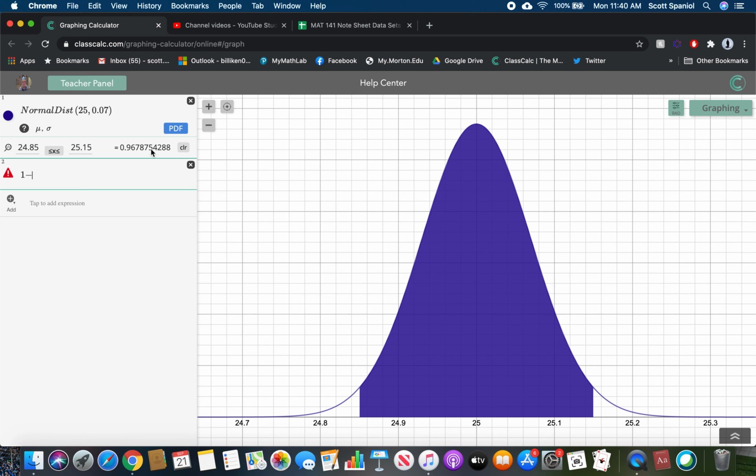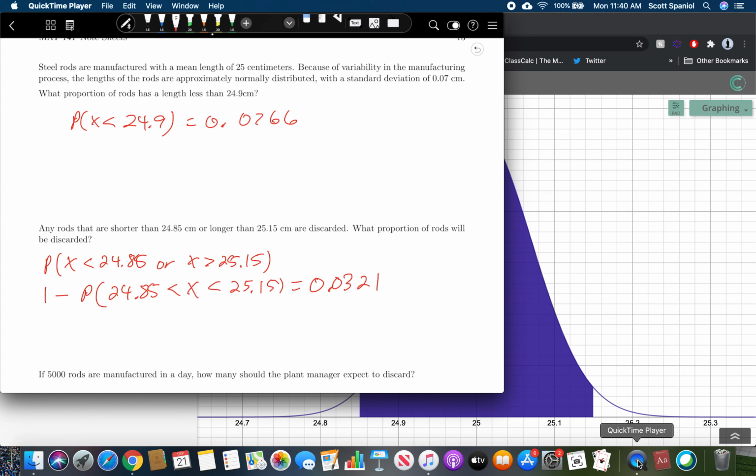So just go ahead and do that in your scientific calculator, or if you're grabbing these on your phone, that should work, what I just tried to do there. So 1 minus 0.96787 is 0.0321. Okay, so about 3% of all rods would get discarded.